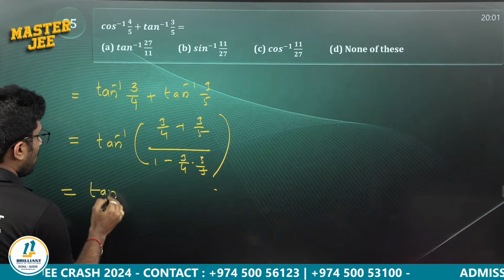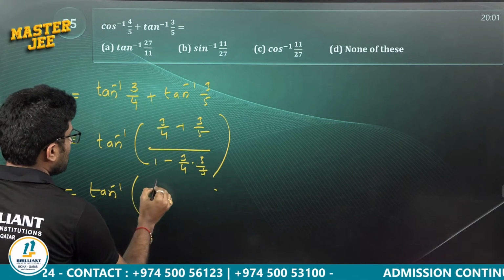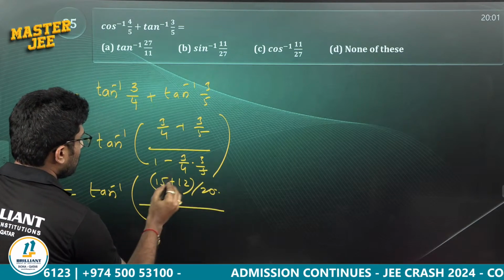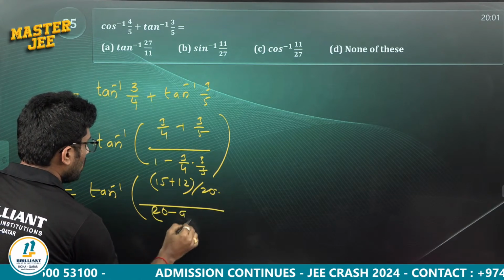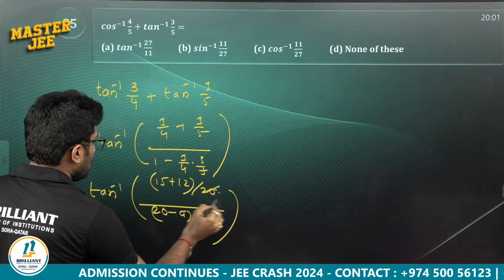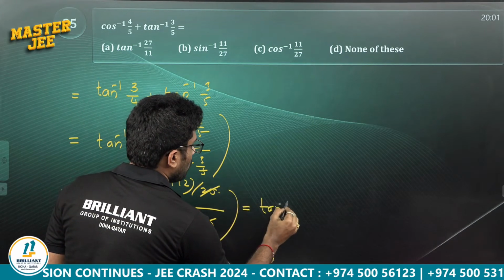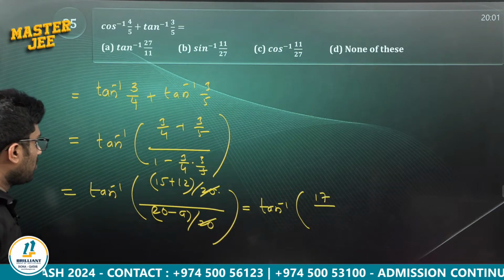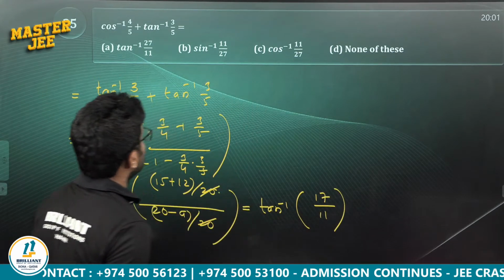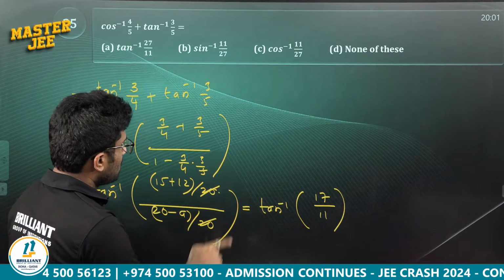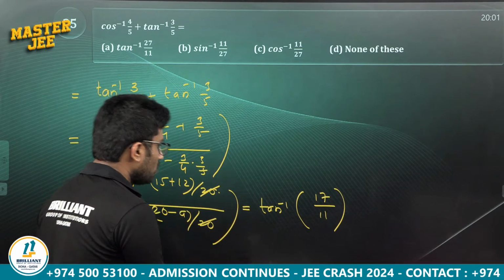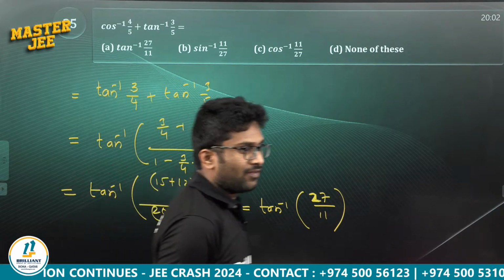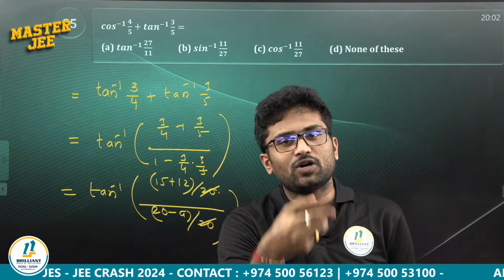So tan inverse of 5 3s are 15 plus 4 3s are 12, divided by 5 4s are 20 minus 9, whole divided by 20. The 20 gets cancelled. That becomes tan inverse of 15 plus 12, which is 27, divided by 20 minus 9, which is 11. I'm sorry, so tan inverse of 27 divided by 11. That's it. Option A. Simple. Very good, Ashmita.